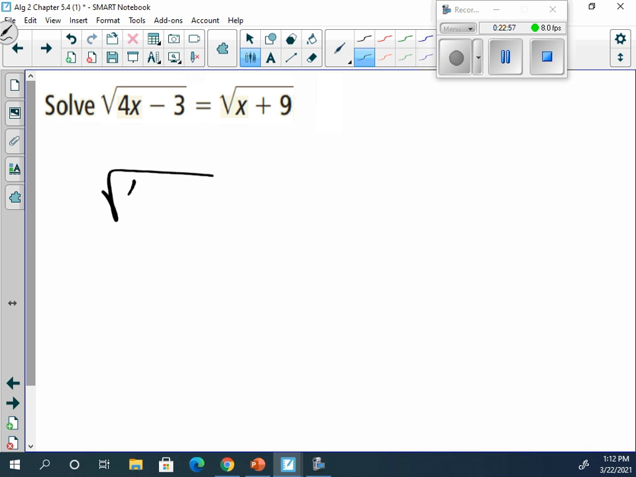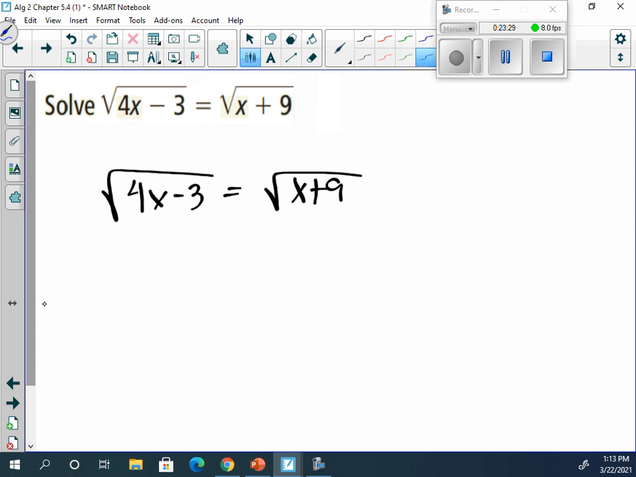So here we have the square root of 4x minus 3 equals the square root of x plus 9. In this equation we do have two radicals, and since we have two radicals, we want to get one on each side of the equal sign. We already have that from the start. We already have it set up the way we want, yes?